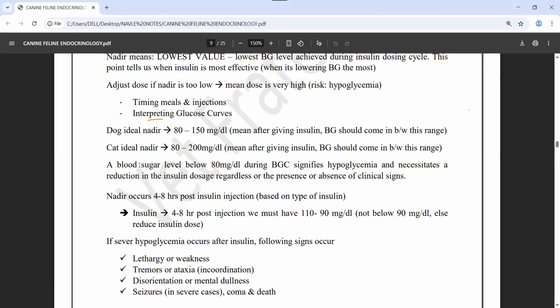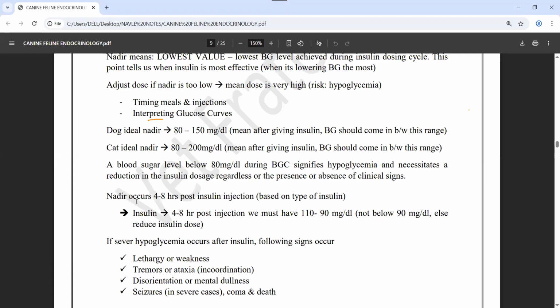A blood sugar level below 80 mg per deciliter during a blood glucose curve signifies hypoglycemia and necessitates a reduction in insulin dosage, regardless of the presence or absence of clinical signs. So you must then lower the dose.